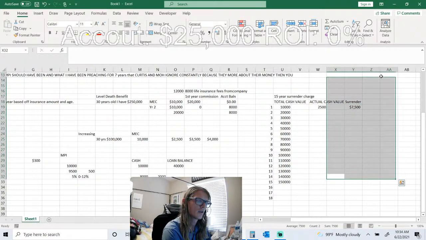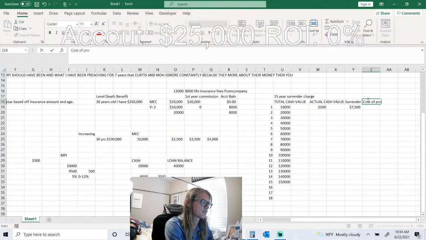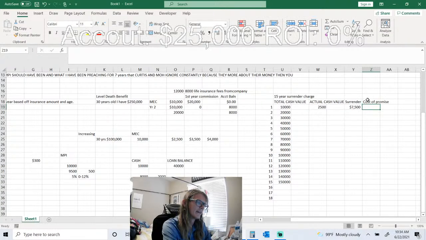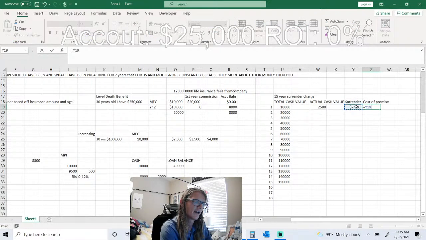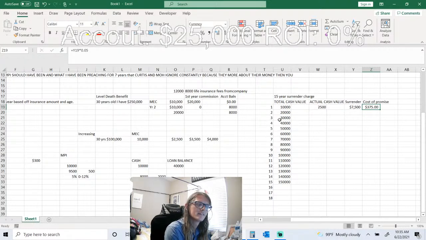Well, check this out. What they do is they say, what's this going to cost us to make this promise? Cost of promise is what I like to call it. And it's going to be 5%. 375. Okay? So what's going to happen? They're going to say, hey, guess what? This year, your surrender money made $375. So we're going to credit it to your account.